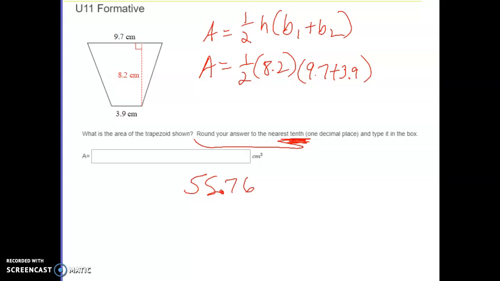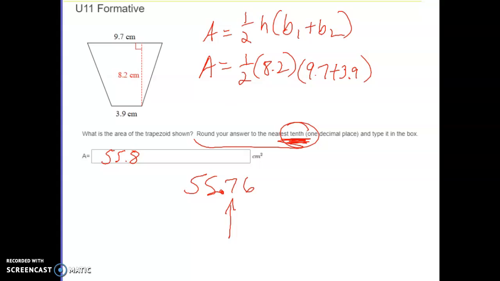55.76. However, the question says please round to the nearest tenth. So you look at, here's the tenths place, the 7, but the number after the 7 is 5 or higher, right? 5 or above, give it a shove. 4 below, let it go. So we're going to round that 7 up to an 8. So this is 55.8.